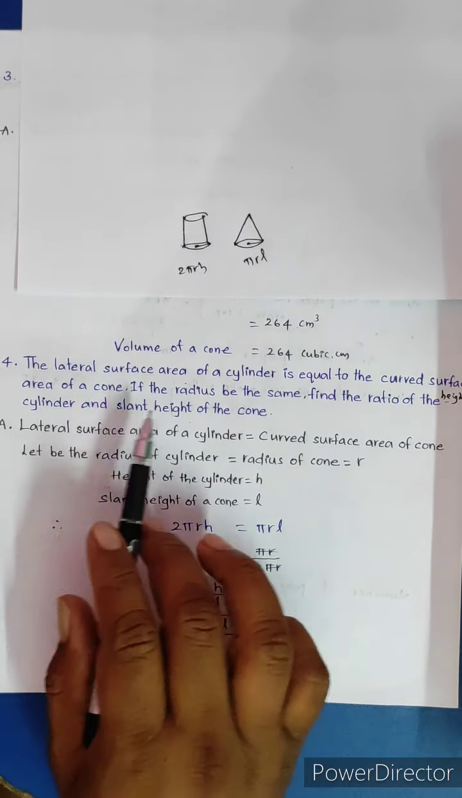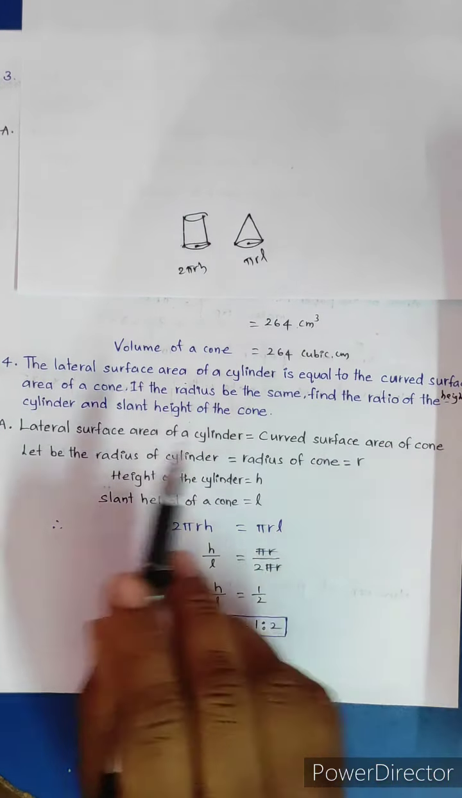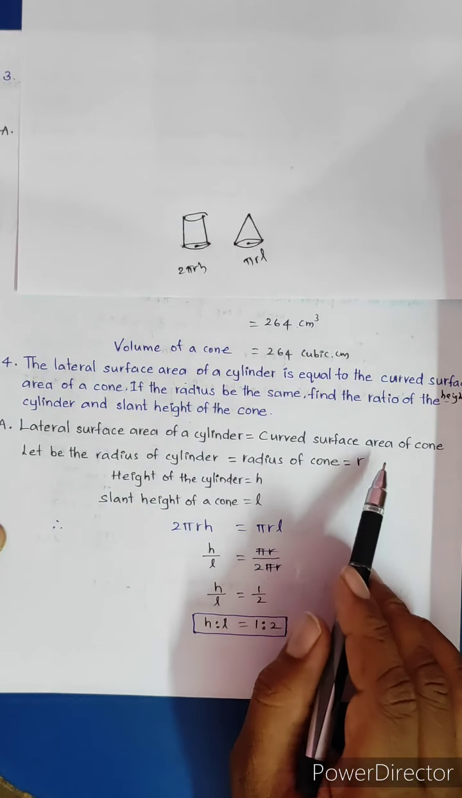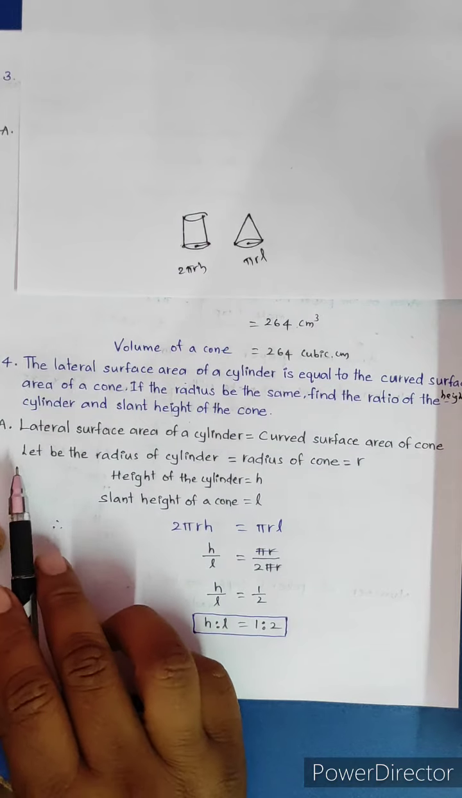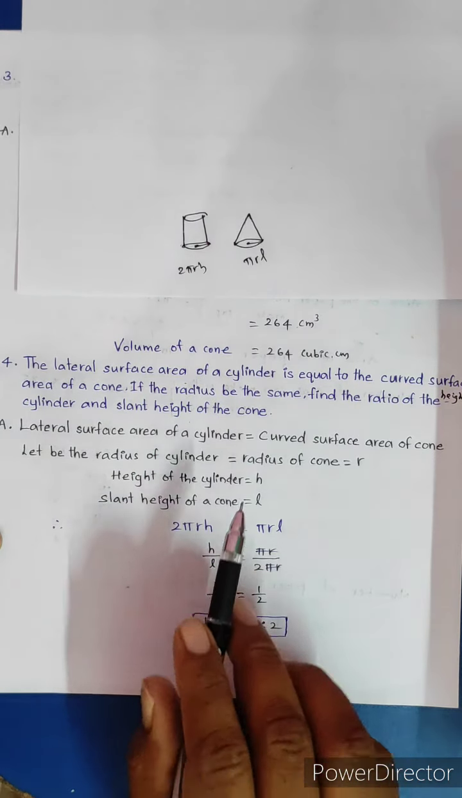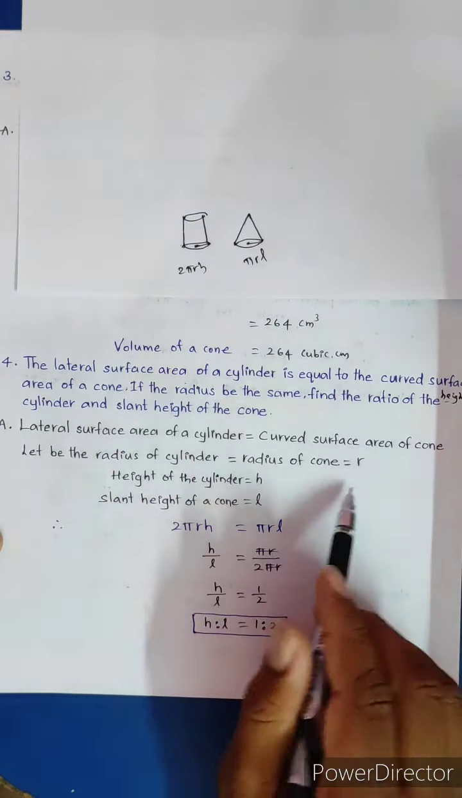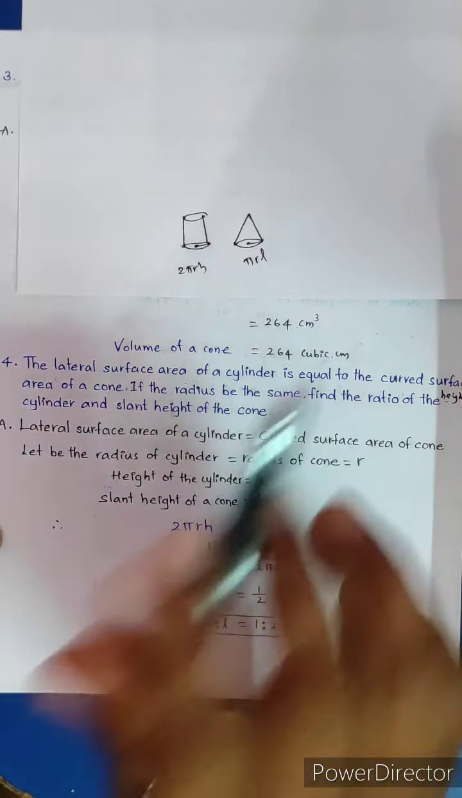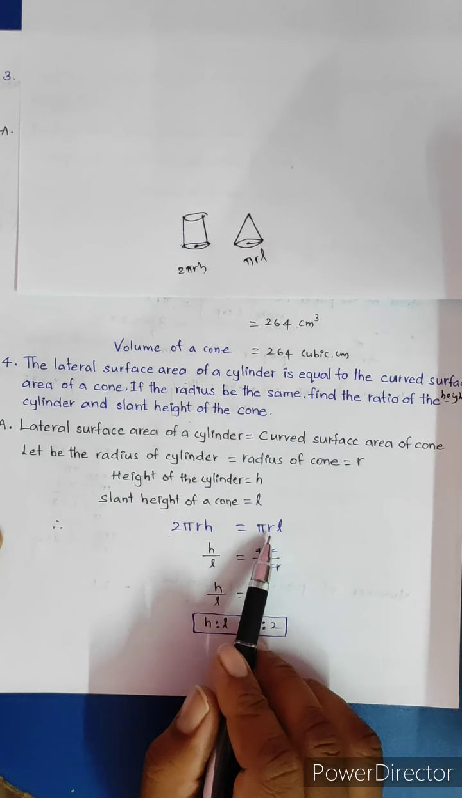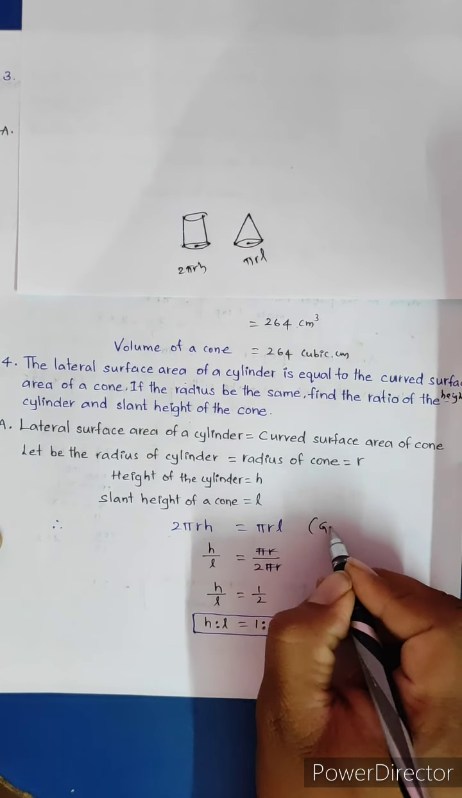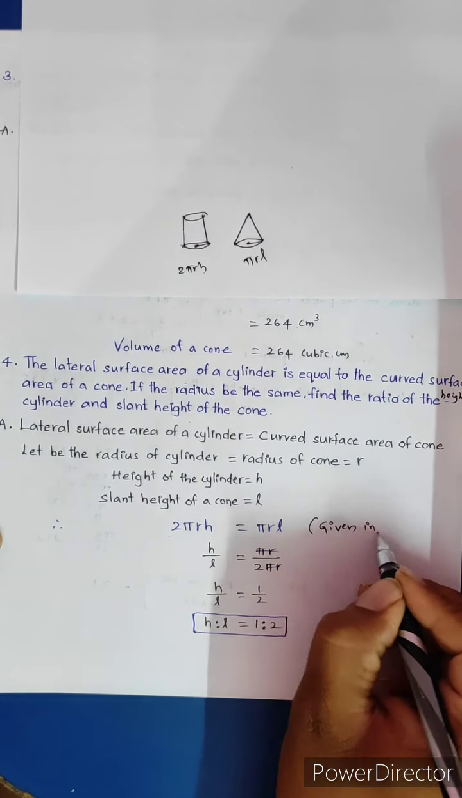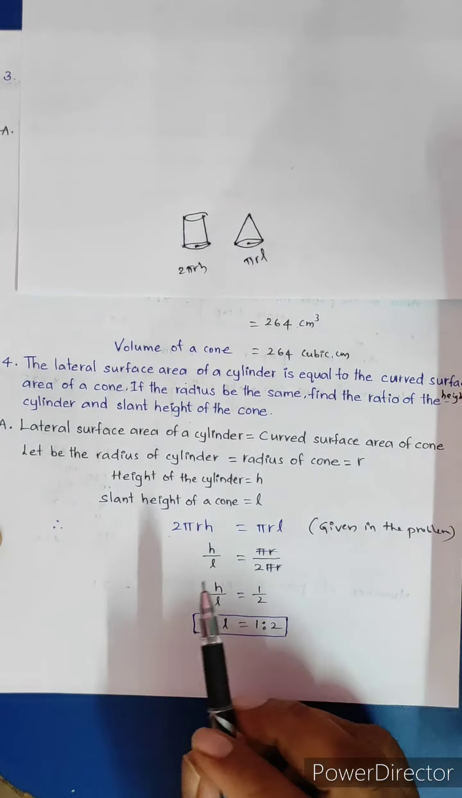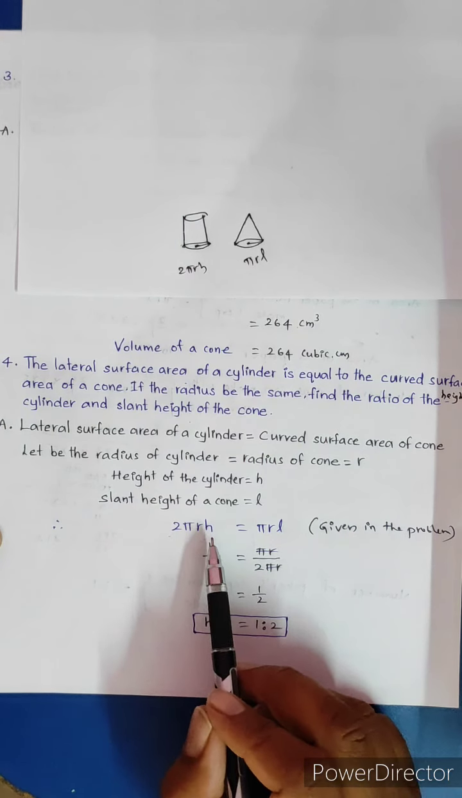Now using this problem, the height is missing. The lateral surface area of a cylinder is equal to the curved surface area of a cone. Let the radius of the cylinder and the radius of the cone both be R, the height of the cylinder H, and the slant height of the cone L. 2 pi R H is equal to pi R L, given in the problem itself.